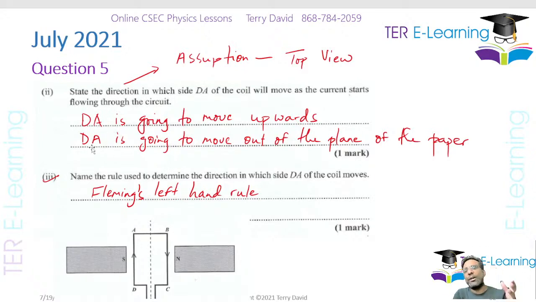Oh no, the direction is just upwards, or moving out of the plane of the paper. But like I said, the way the diagram is drawn, my assumption is it's a top view of the motor. So that side DA is going to move upwards, or out of the plane of the paper. If we were to look at it from a side rotated view, then it's going to be moving in a clockwise direction. But that's not what they asked us. They just want to know the direction of the side DA.